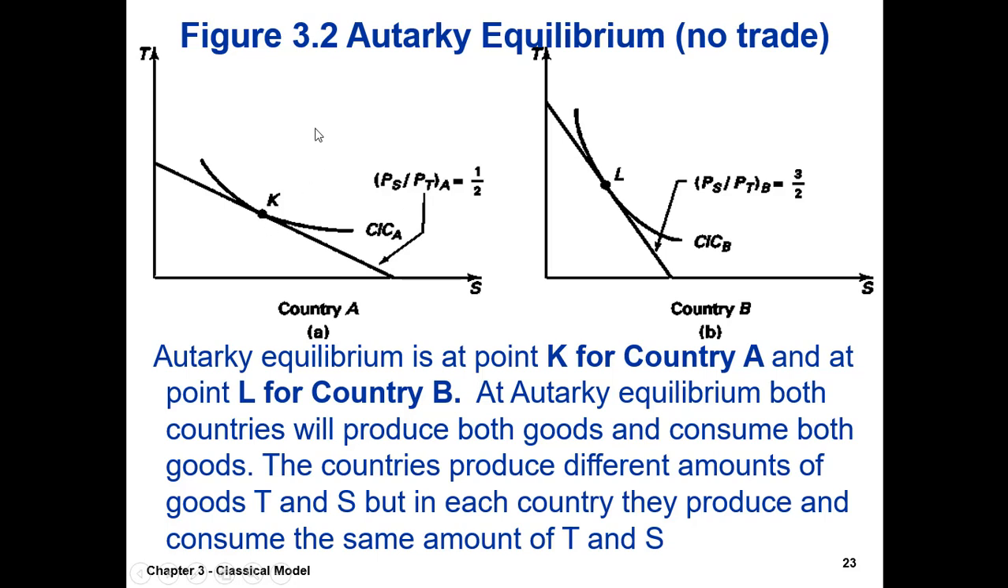In this figure from the textbook, it only includes one CIC. You should assume that there are others. This is the one that's tangent. That gives us the equilibrium. It also tells us what relative prices are going to be because demand matches up with supply. And in fact, in this situation, the quantities produced and the quantities supplied will be identical.